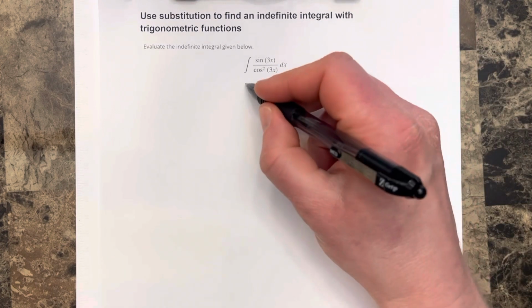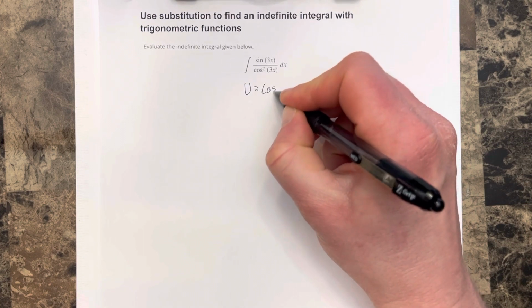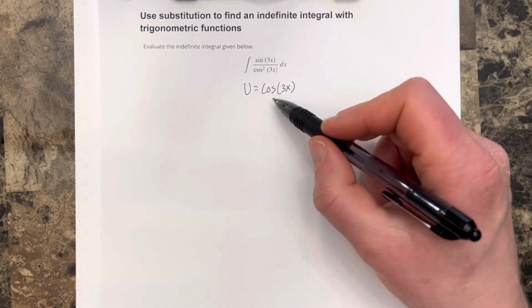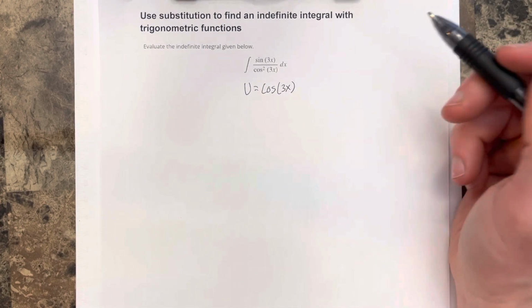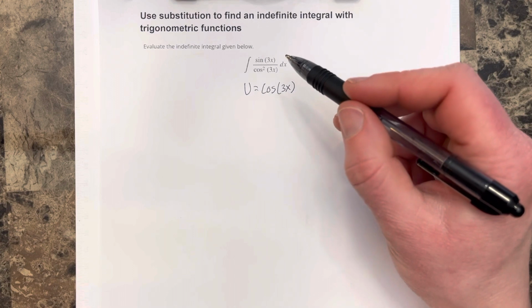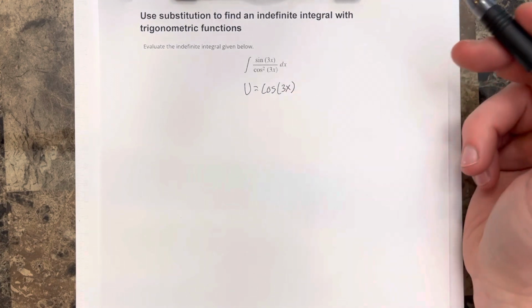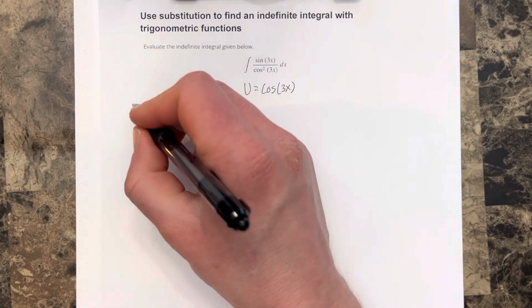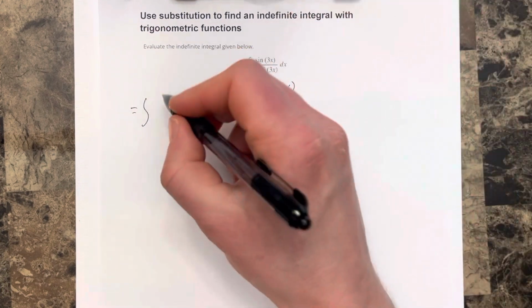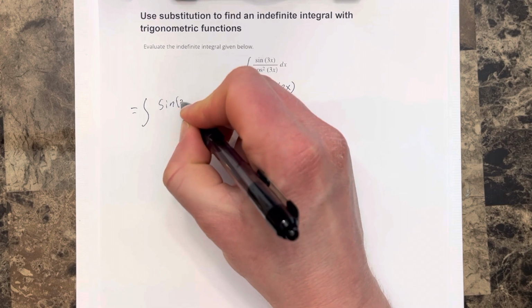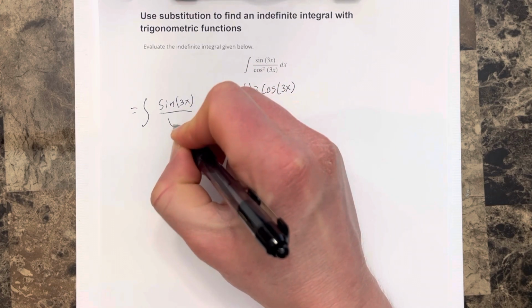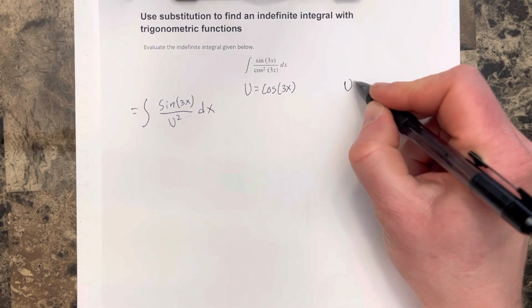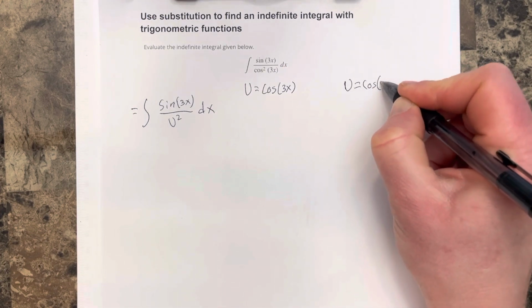So I'm going to say that u is equal to cosine 3x. And the reason I do that is I know the antiderivative of cosine 3x is going to be a sine 3x, which will cancel the numerator. So I say u equals cosine 3x. I rewrite this as the integral of sine 3x over, this would be u squared dx. And then out here, I'm going to say u equals cosine 3x.